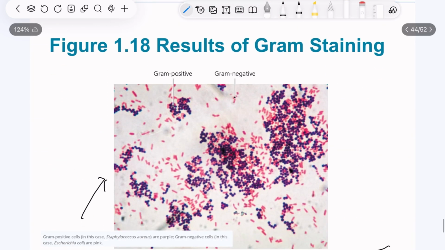Okay, so here are the results of gram staining. Gram-positive cells, in this case Staphylococcus aureus, are purple, whereas gram-negative cells, in this case E. coli, are pink.